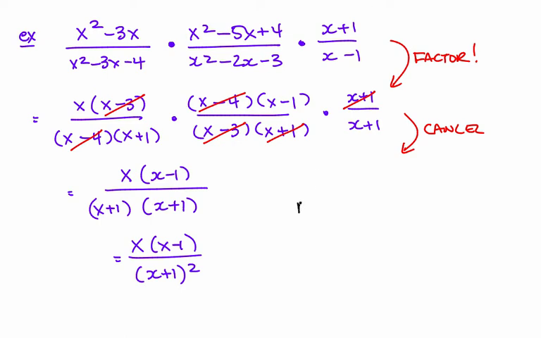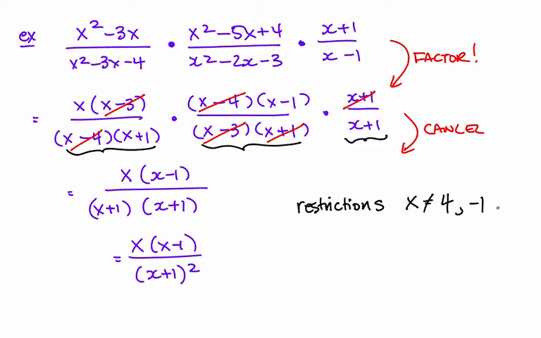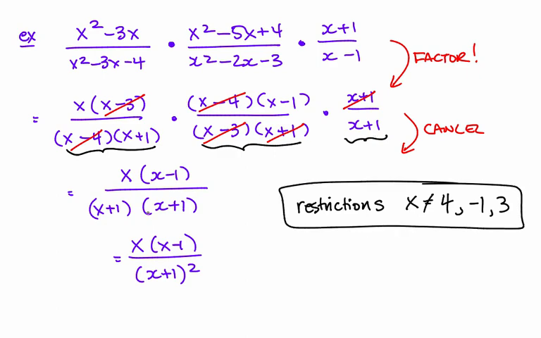If I were to state my restrictions, which I should do, generally you go from the most complicated forms. So in here, x cannot be 4, cannot be negative 1, cannot be 3, cannot be negative 1, and cannot be negative 1. So I'm not going to list them out multiple times. I just have those 3 restrictions of 4, negative 1, and 3.